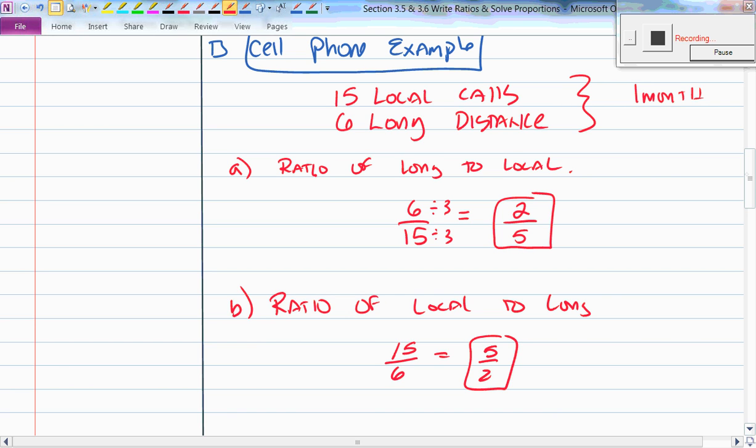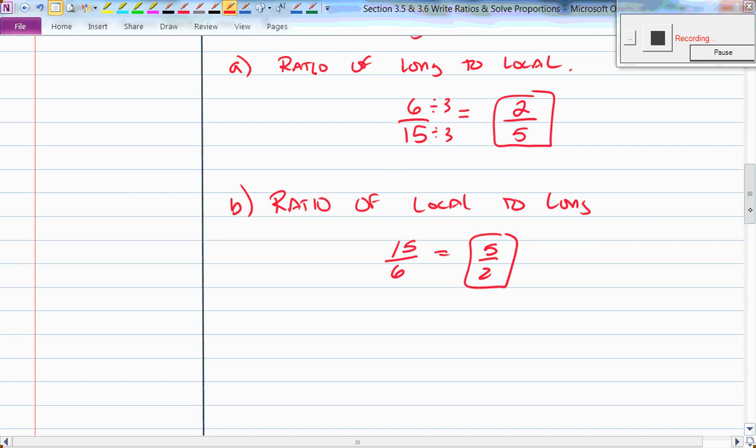Okay, here's the challenge question. Ready? Here's the challenge question, part C. What's the ratio of long distance to total? Ooh. What's the ratio of long distance calls?